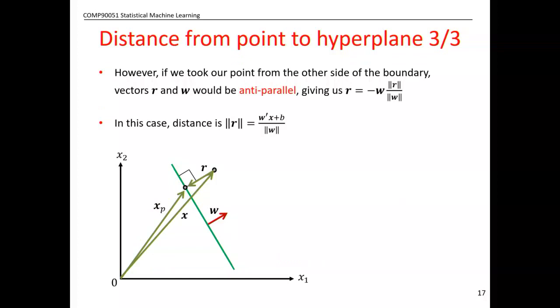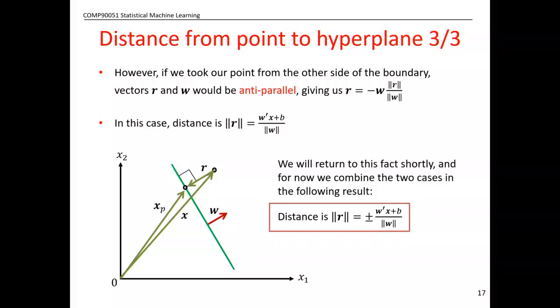Now if we had gone through all of those steps but had the point on the other side of the boundary, there would have been a crucial step where I had said the xp and r, the vector from x to xp, and w were parallel. Now they're not parallel, they're anti-parallel. So they're pointing along the same line, but in opposite directions. So we would have a negative sign in the beginning, and we would end up with a slightly different expression. But it doesn't change things very much.